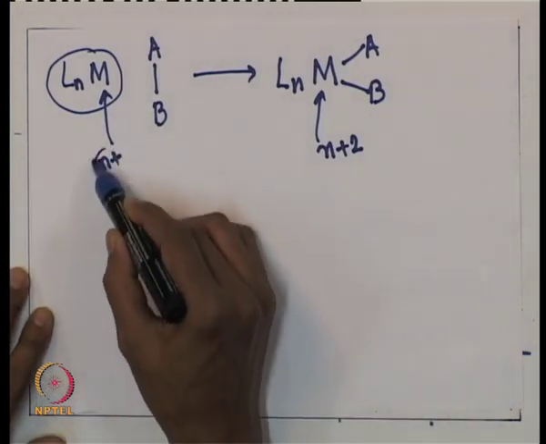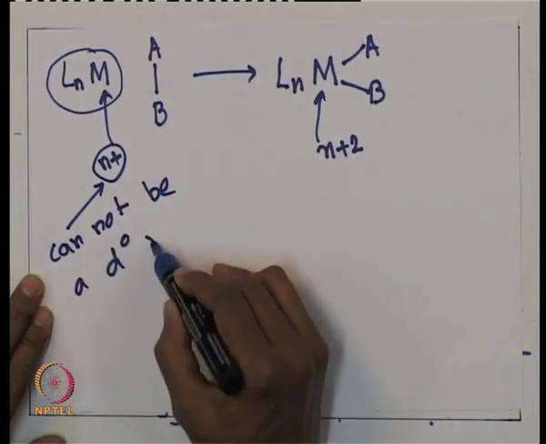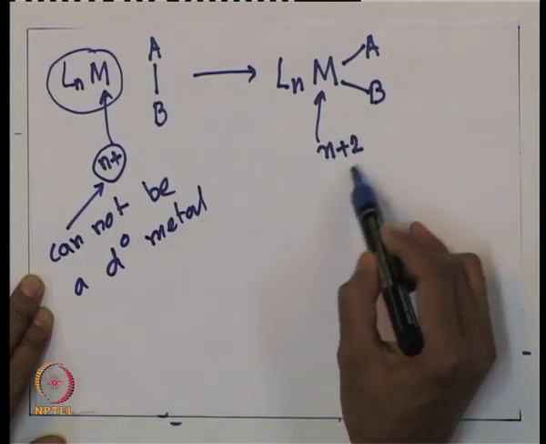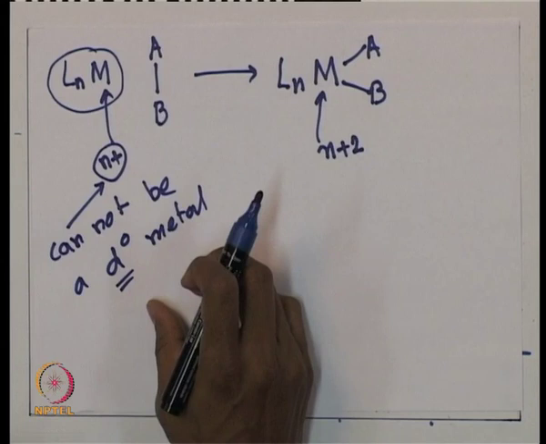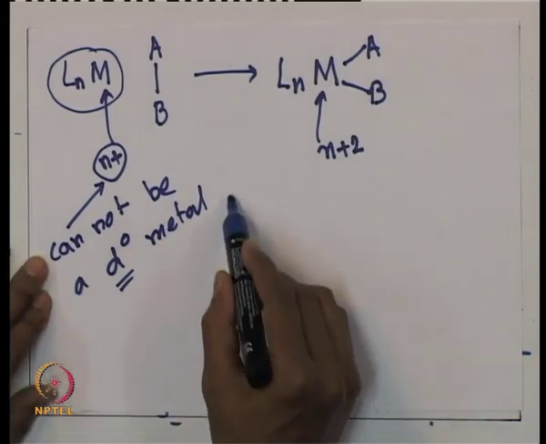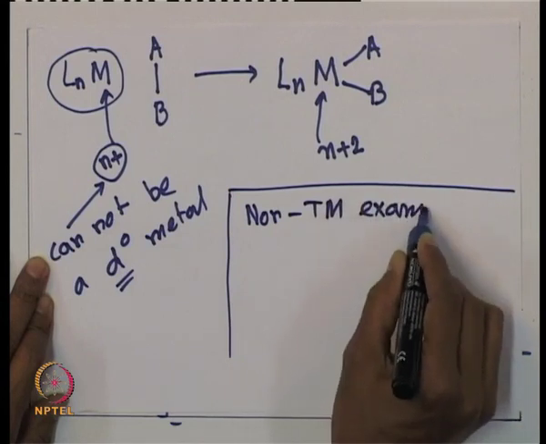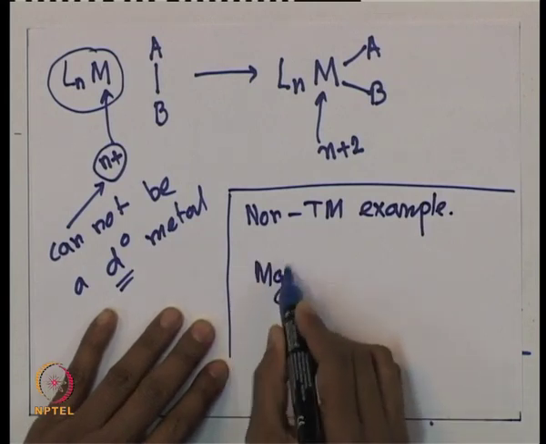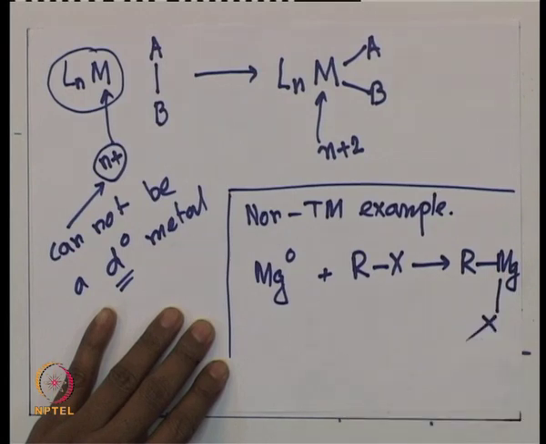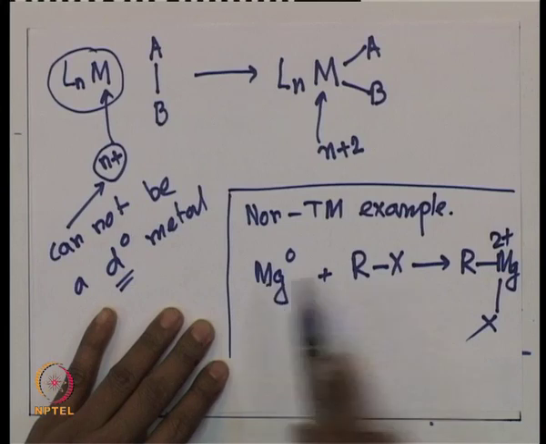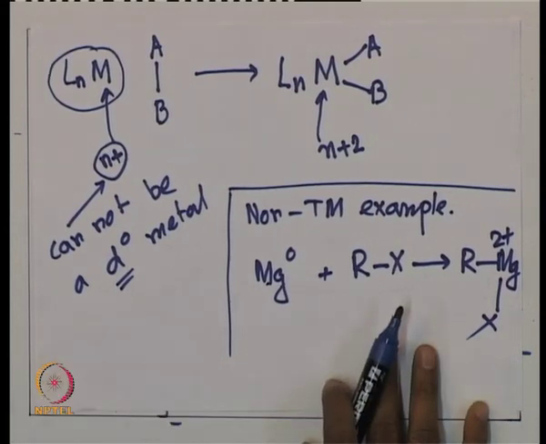Now, if that is true, you would understand that this cannot be a d0 metal, because if it is a d0 metal, then the n plus 2 oxidation state will not be attained. So it has to have more than or equal to 2 d electrons. Before going into the real example, let us take a non-transition metal example. We have seen magnesium 0 reacting with any RX organic halide to give you R, Mg and X. Magnesium goes from 0 oxidation state to plus 2. Overall, this is an example of an oxidative addition, right.